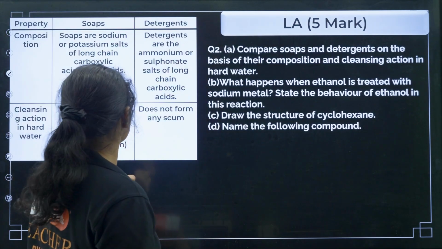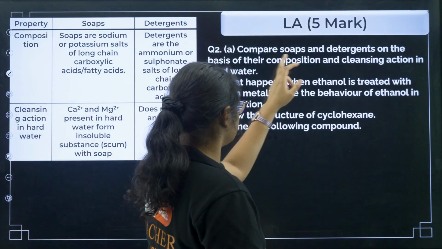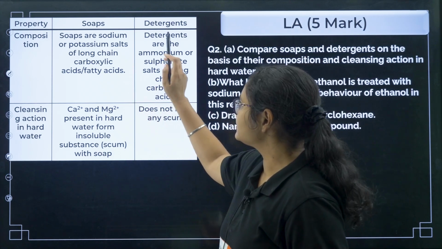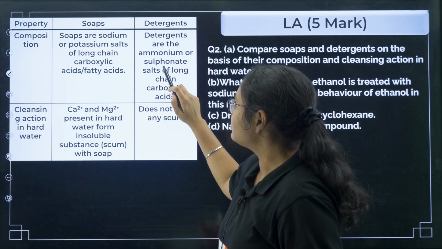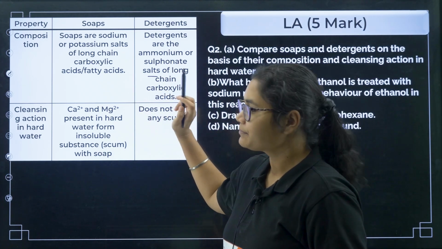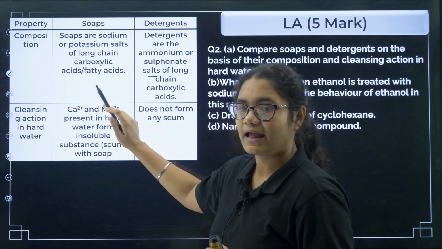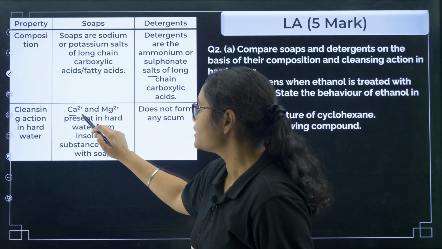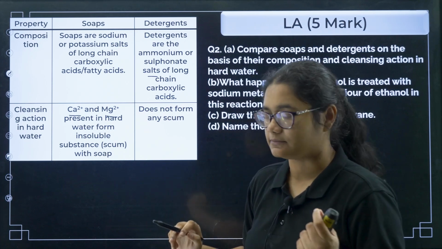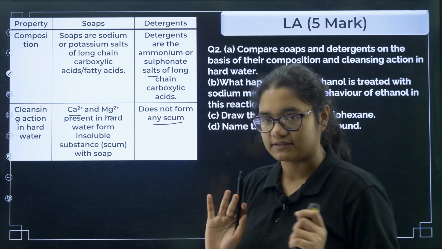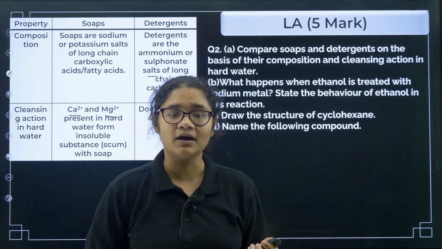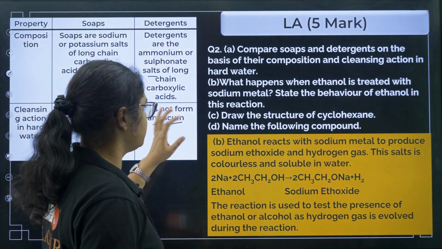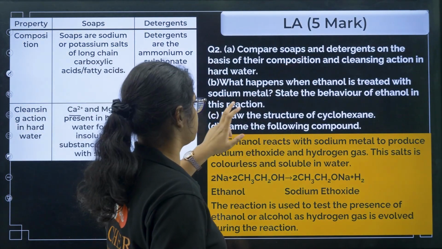Okay, so you can see here first what is the difference between soaps and detergents. All of you know soaps are the potassium salts and detergents are the ammonium or sulfonate salts. Soaps cannot be used in the case of hard water because they form scum with Ca2+ and Mg2+. Detergents do not form any scum and can be used in hard water, right? Now question number B we will discuss first. I'll go to the cleansing action later.